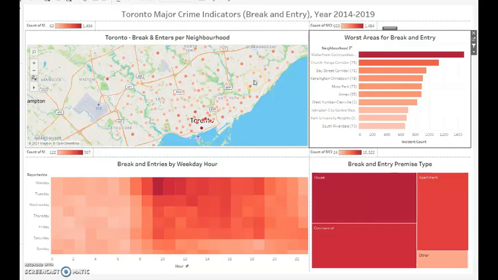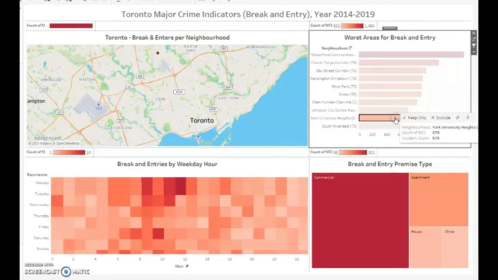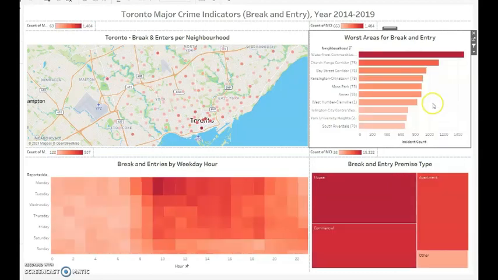For break and enters, again, most of the high areas for break and enter are in the downtown area, followed by the outside. And the communities are distributed mainly in the downtown area with some on the outskirts. If we click here, we're getting on the far outer areas of Toronto.